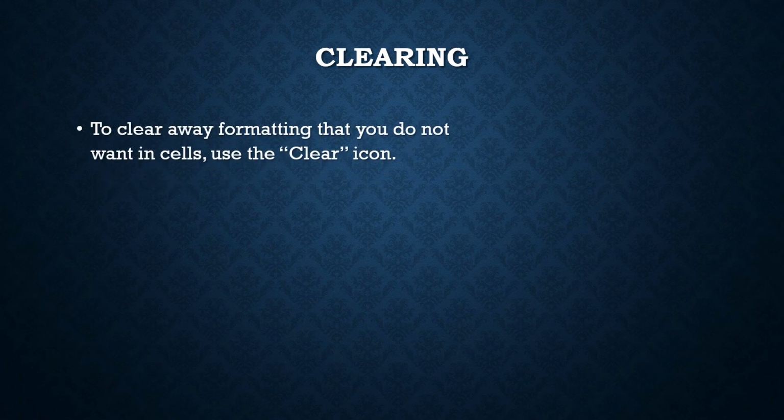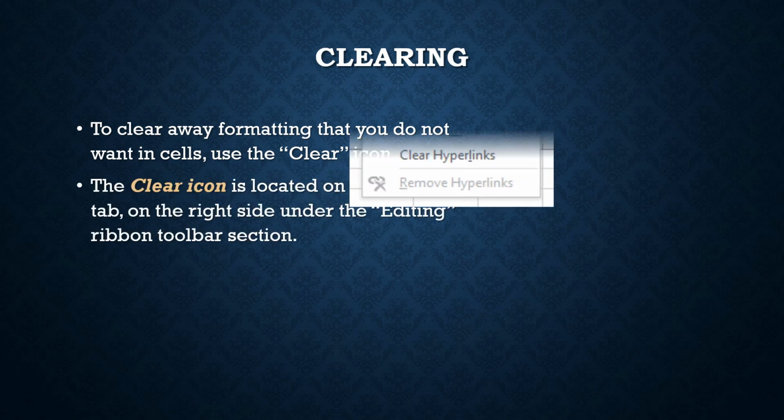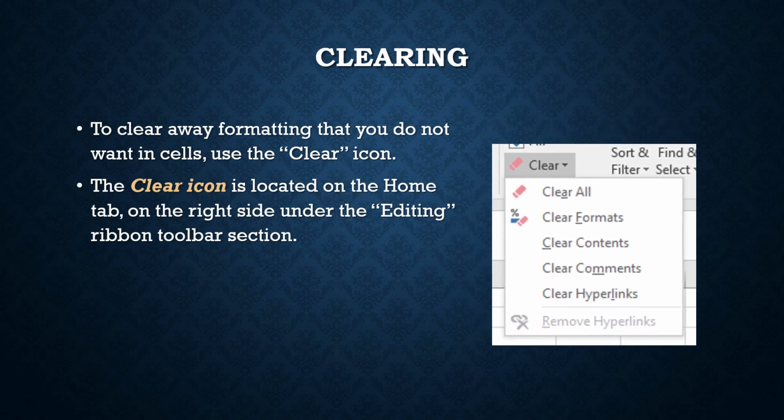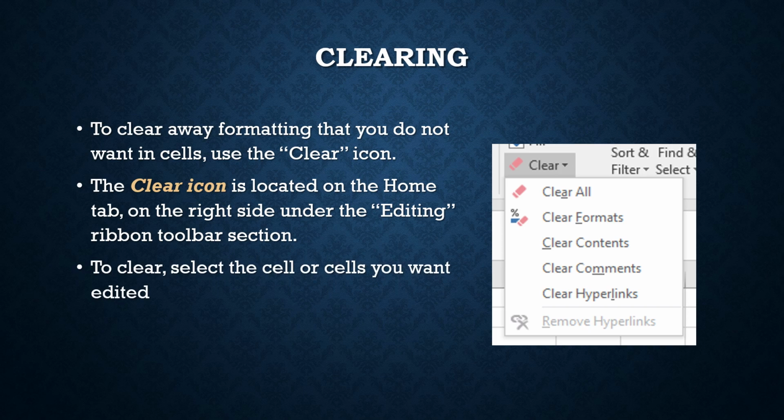Clearing. To clear away formatting such as borders, color, conditional formatting, and spark lines that you do not want in cells, use the clear icon. The clear icon is located on the Home tab on the right side under the Editing Ribbon Toolbar section. By clicking on the drop-down, you will see all the different options that you have to clear away data. You can clear away format, content, comments, hyperlinks, etc.